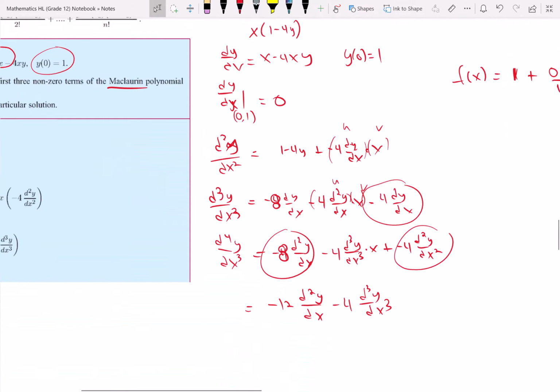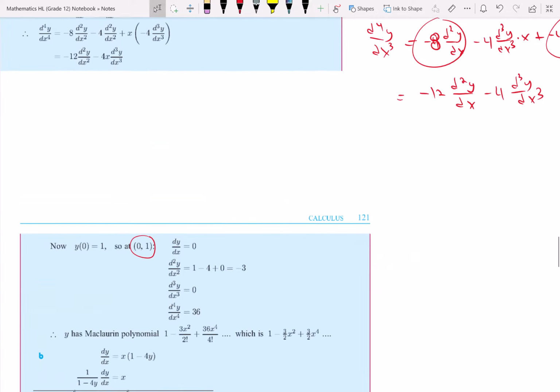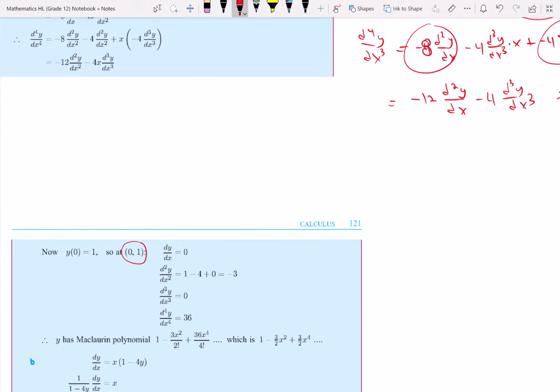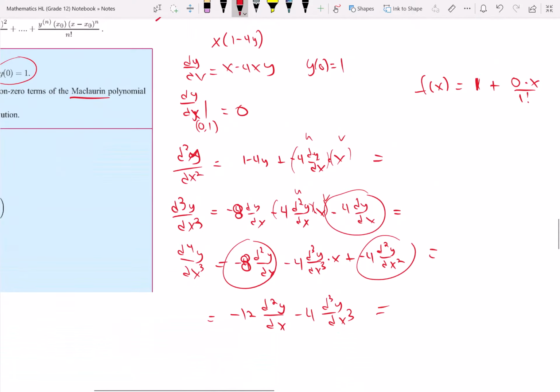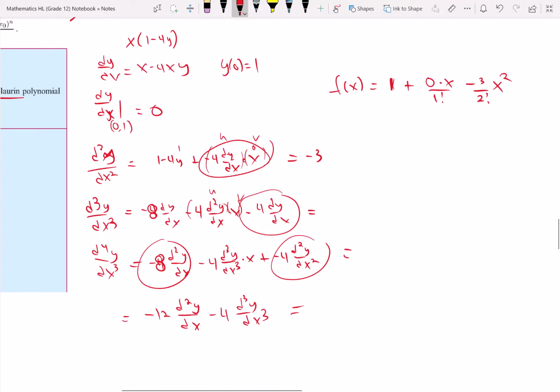The idea would then be we actually need to know what these things are evaluated at 0, 1, right? So you'd be plugging in 0, 1 into these values. So here you'd plug in 0, 1. There, x is 0, this is 1. So this whole thing would go away. And you'd be 1 minus 4, which is negative 3. So here we'd have negative 3 over 2 factorial times x squared. That's the second derivative, right?